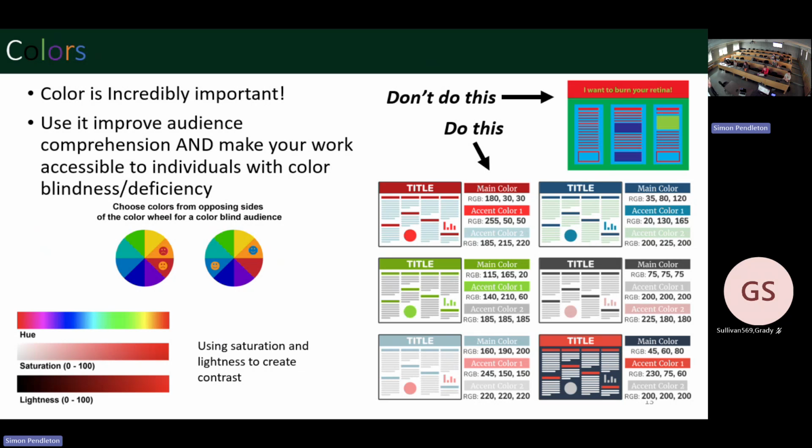So color is really important. First of all, we want to make your posters accessible to everybody, whether they have color deficiency or not. And it's also super helpful for adding emphasis, highlighting information, drawing people's attention to one particular piece of your poster. Super, super important, right? So there are a couple of things to keep in mind. Typically, you want to choose colors from opposing sides of the color wheel to avoid color deficiency issues.